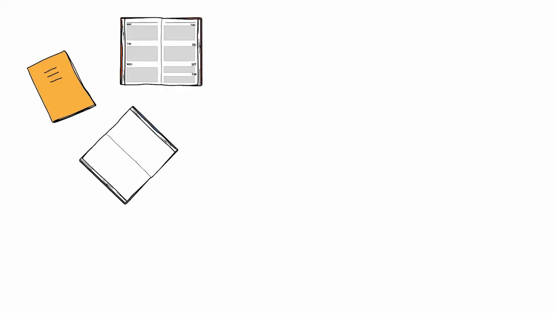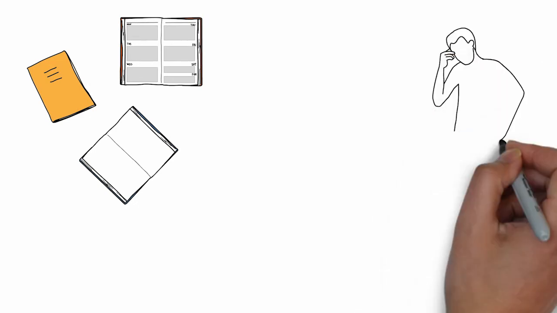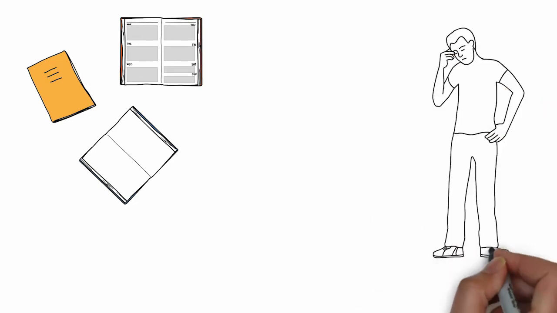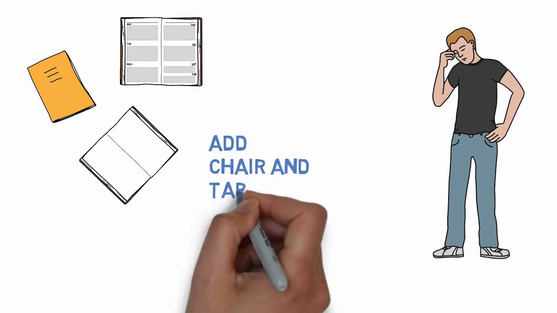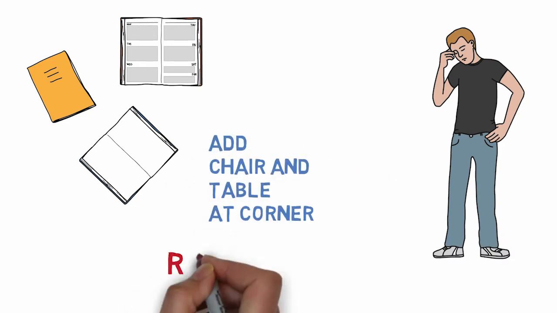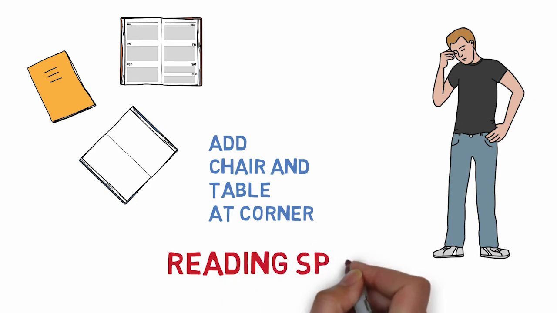If you are fond of reading, but do not have a reading spot at your home, then just add a chair and table at the corner of your room. It will transform your boring corner into a reading spot.